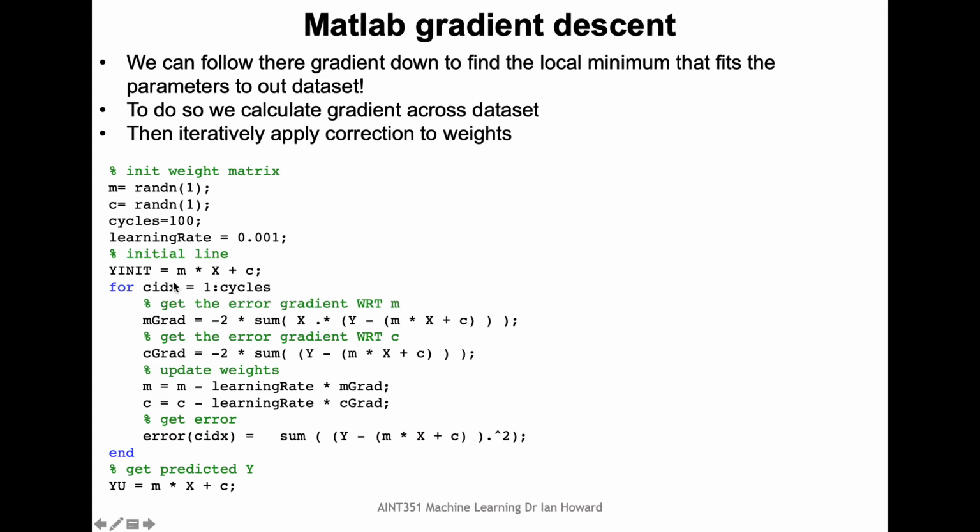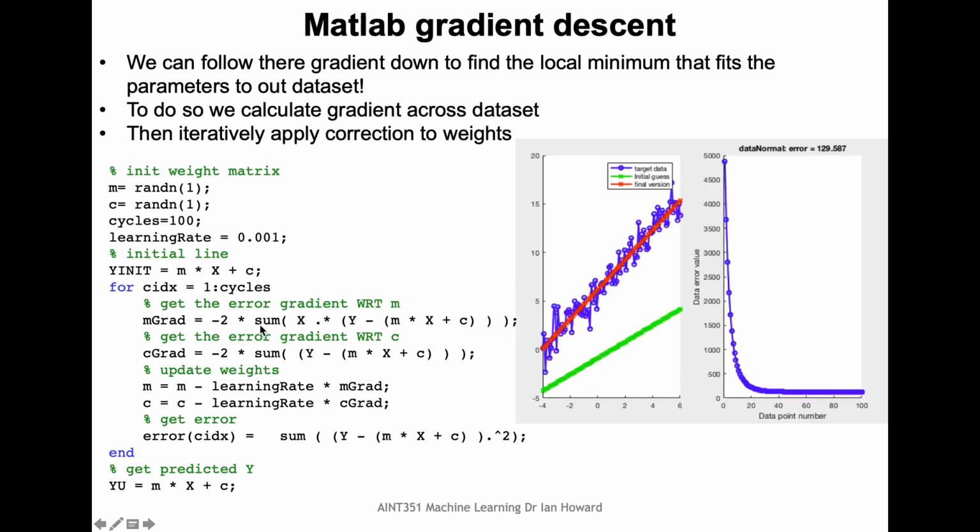What we're going to do now is set up our initial line. Initial line is mx plus c, and then I'm just going to have a simple iterative routine here which just goes through a number of cycles, between 1 and 100, in fact. What I do in this particular example is then to say, look, I'm calculating the gradient now. It's going to be that expression that I gave you before.